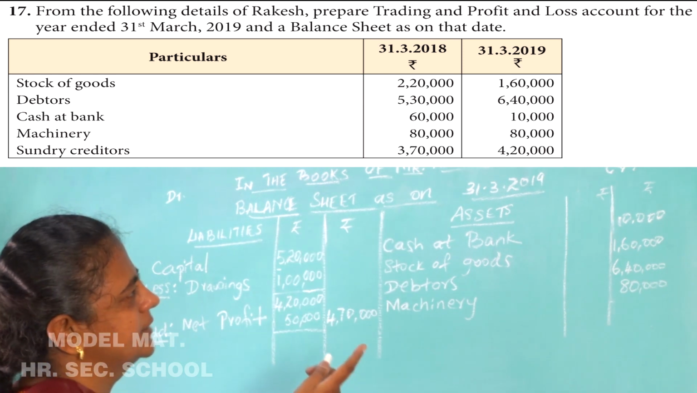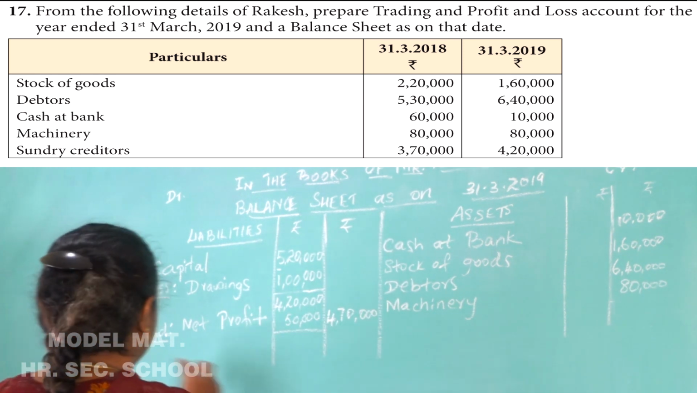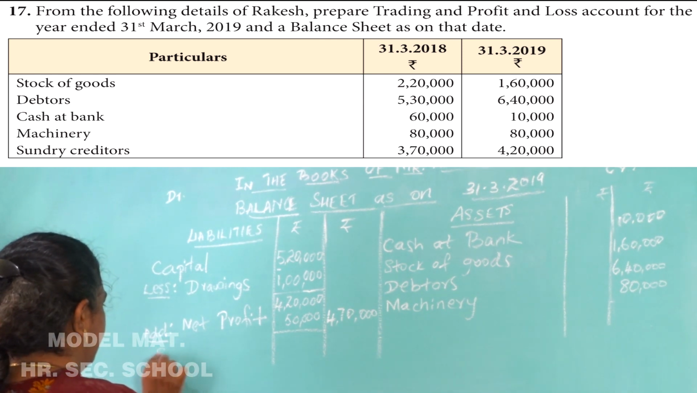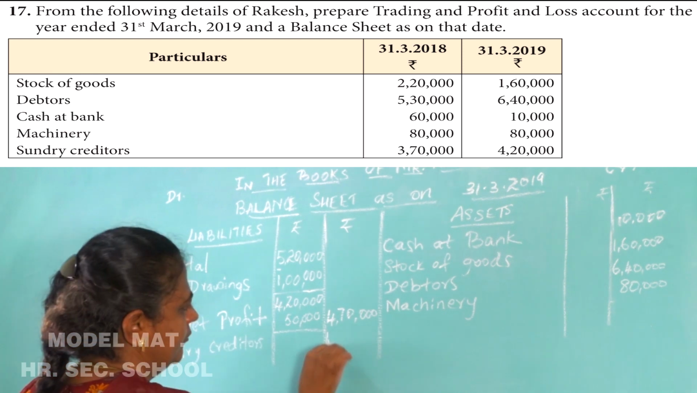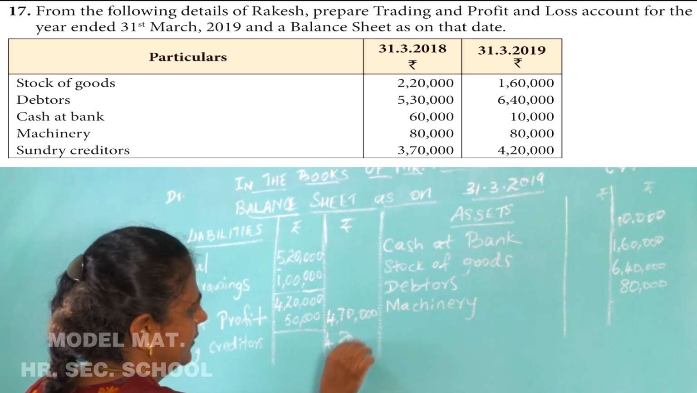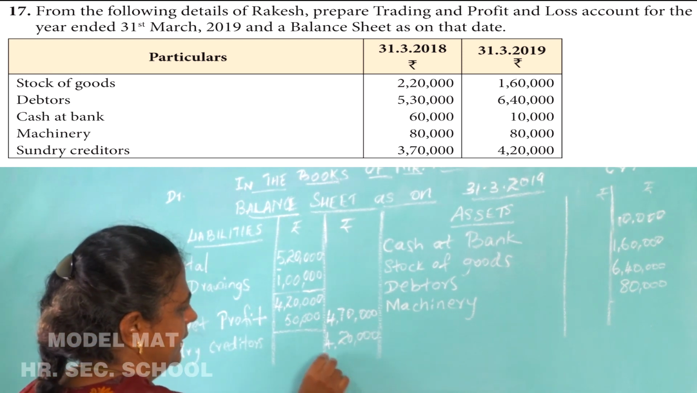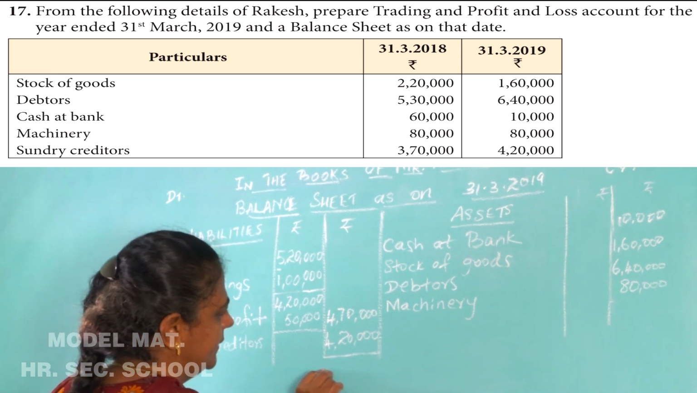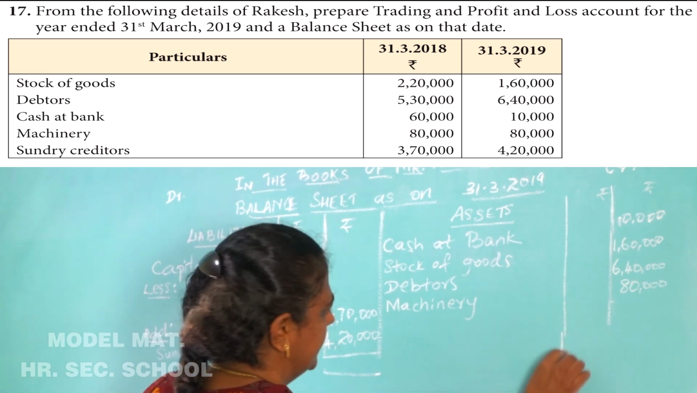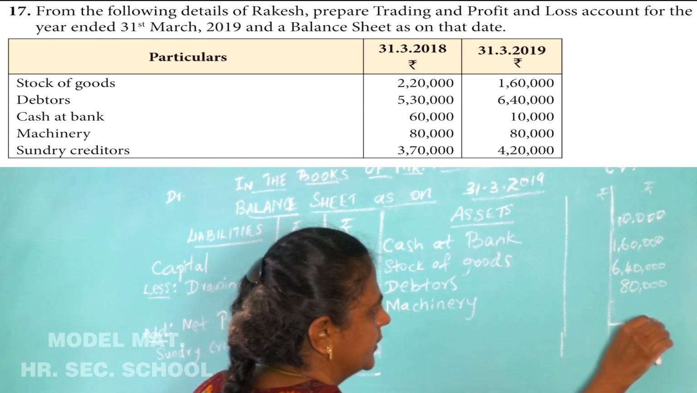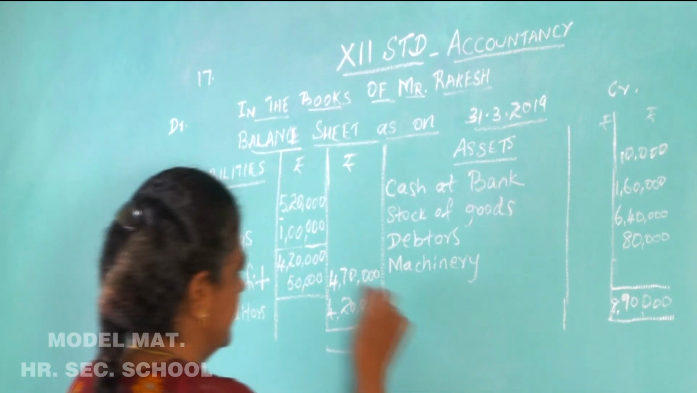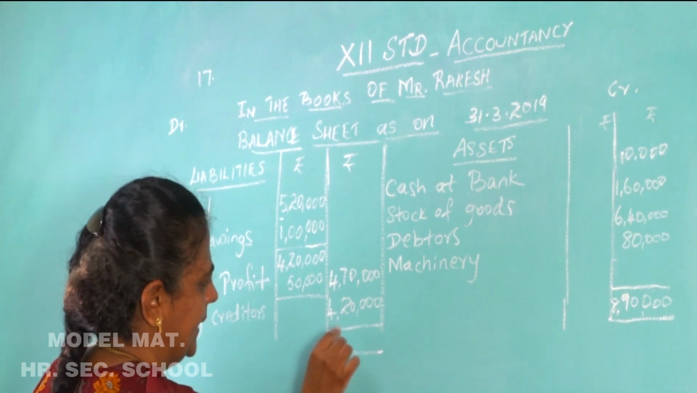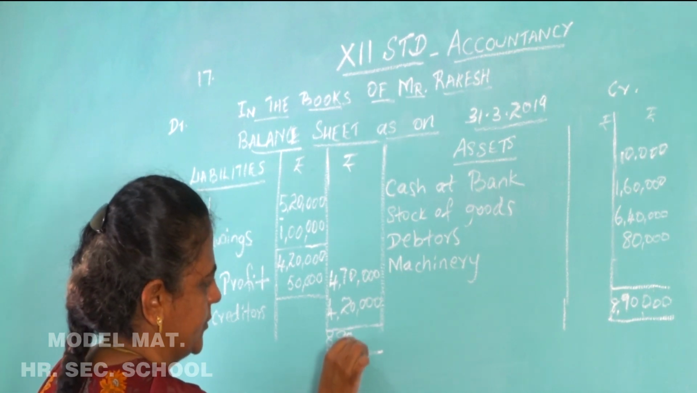Then the last item is sundry creditors, write it on the liability side, sundry creditors 4,20,000. That is all. Now add both and put the total 8,90,000. Here also 8,90,000.